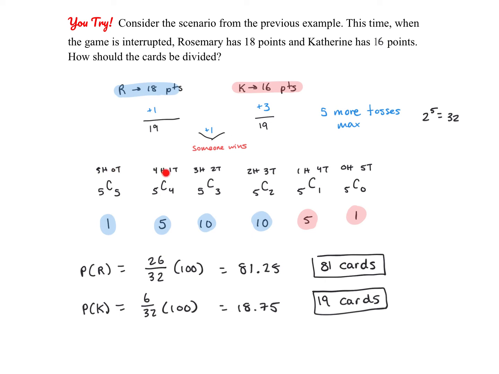And then for the breakdown of the different combinations from 5 heads and 0 tails all the way to 0 heads and 5 tails, you just use these combinations. The ones highlighted in blue result in Rosemary winning because she only needs 2 more heads to win, and the ones in red result in Catherine winning. So Rosemary has a probability of 26 out of 32 of winning. Catherine's probability is 6 out of 32, so you can multiply those by 100 to see how to divvy up the remaining cards.